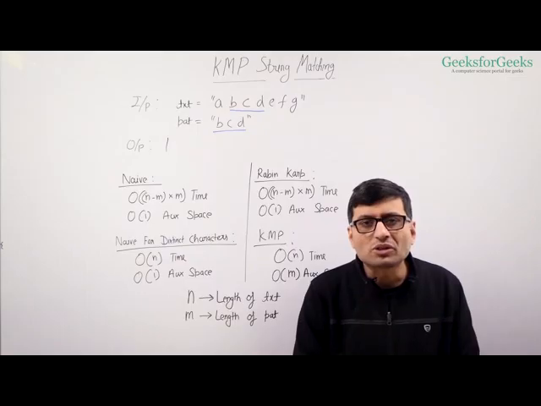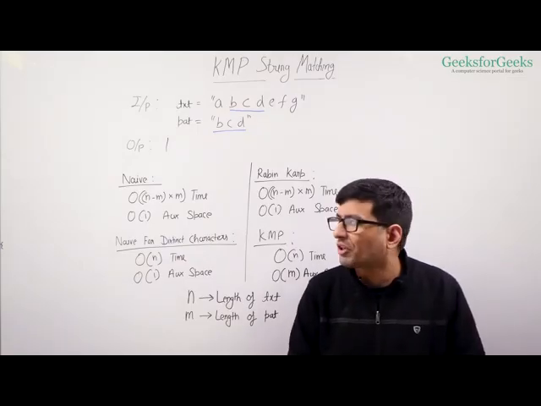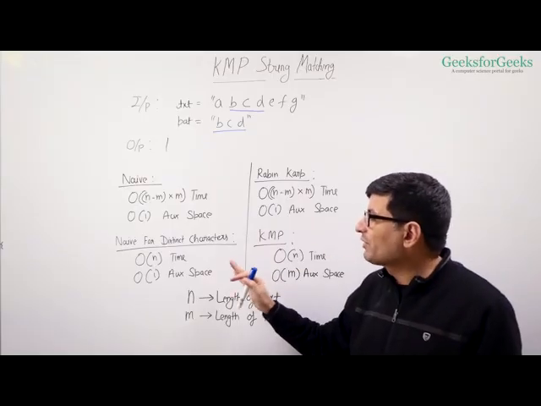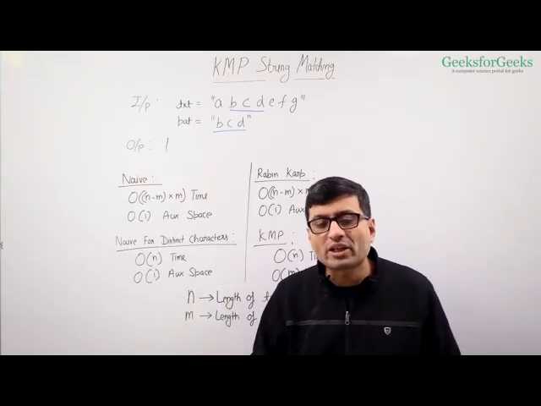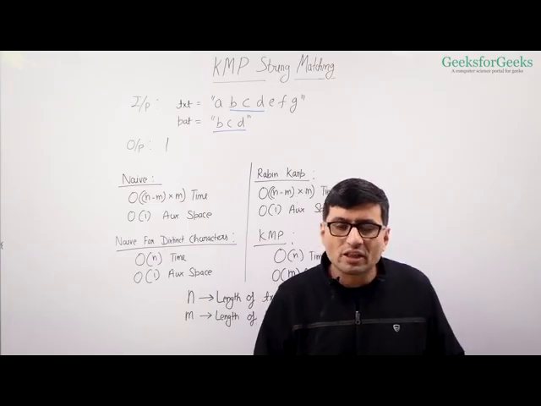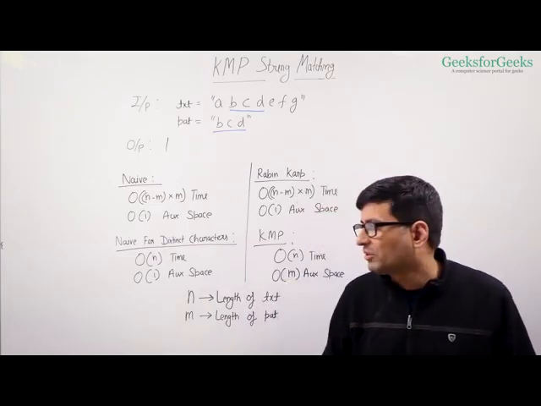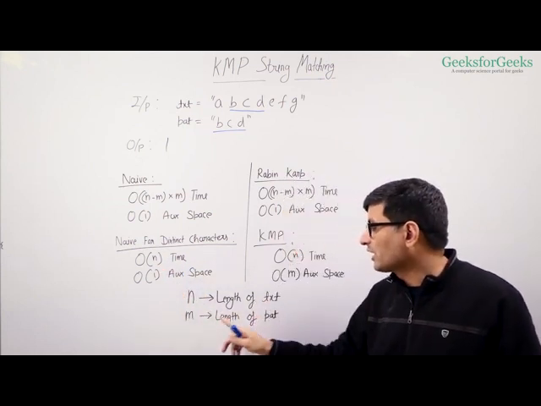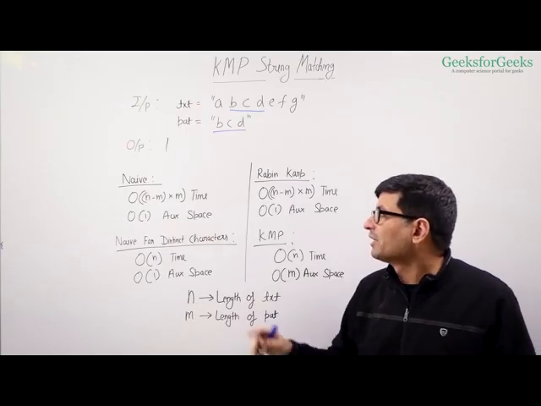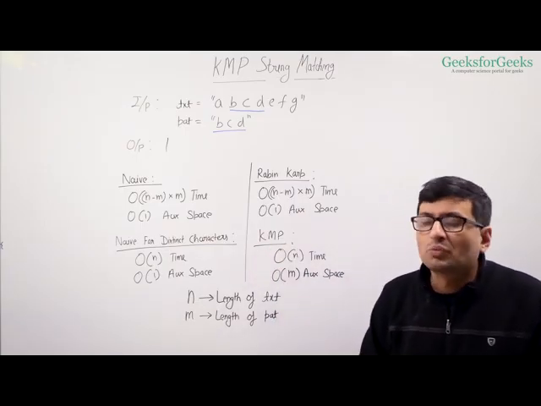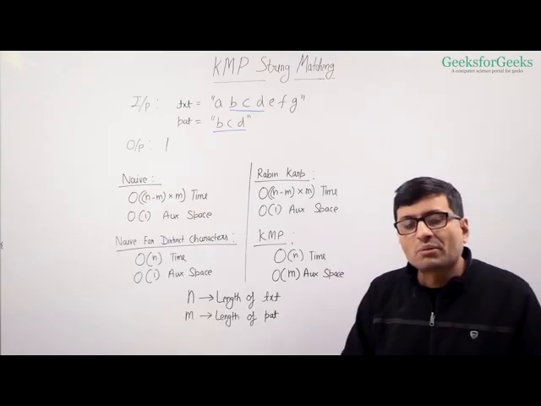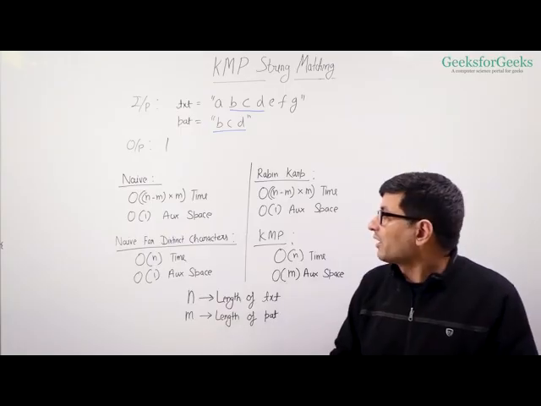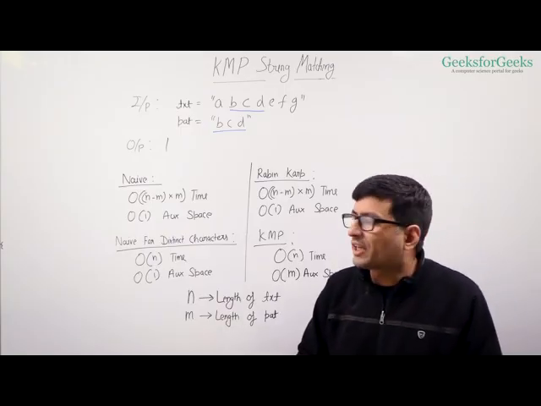We have already talked about some algorithms to solve this problem. We talked about naive algorithm, which is quadratic in time. Then we talked about naive algorithm for distinct characters. If your pattern contains distinct characters, then you can optimize the naive algorithm to work in big O of n time. Please note that n is the length of text here and m is the length of pattern here. Then we talked about Rabin-Karp algorithm, which is also quadratic in worst case, but Rabin-Karp algorithm works better than naive in general. Rabin-Karp algorithm uses the idea of rolling hash.